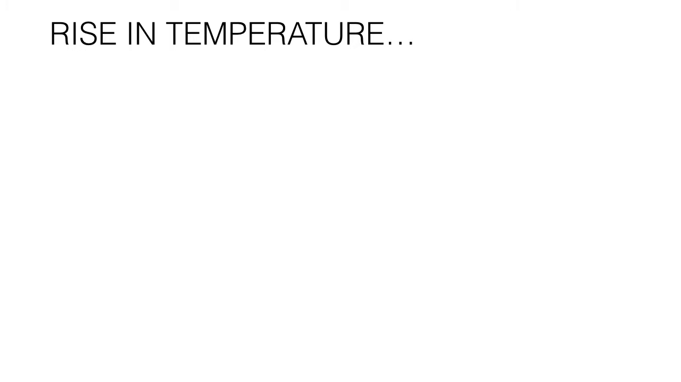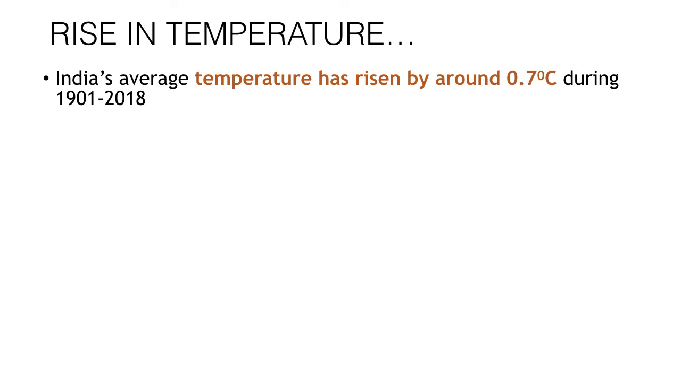So let's see some of the findings as presented in this report. Rising temperature. In the last 118 years, the temperature has risen by 0.7 degrees centigrade, which is mostly normal. But the problem is that by 2100, the average temperature would rise by 4.4 degrees centigrade. This is very crucial. The 118 years saw a rise of only 0.7 degrees centigrade, and now we are expecting 4.4 degrees centigrade in the next 80 years.